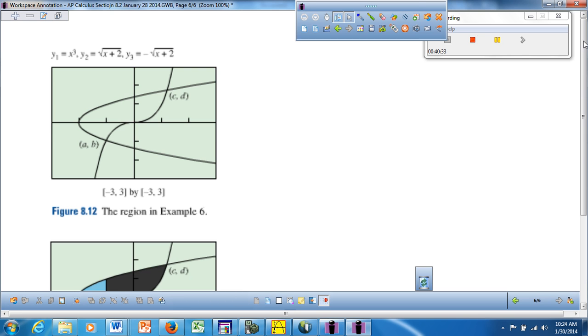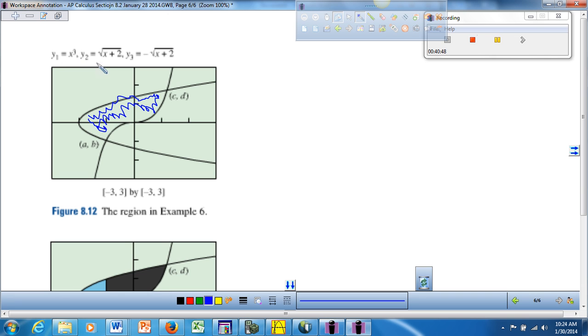Getting there, I'm getting there. There it is. So you are finding the area that I am shading here. Oh, I don't want that loop outside of my area. And the functions are y1 equals x cubed, y2 equals the square root of x plus 2. Let's remember that's the top half of our sideways parabola. And y3 equals the negative root of x plus 2. That would be the bottom half of my parabola. Okay? Go.